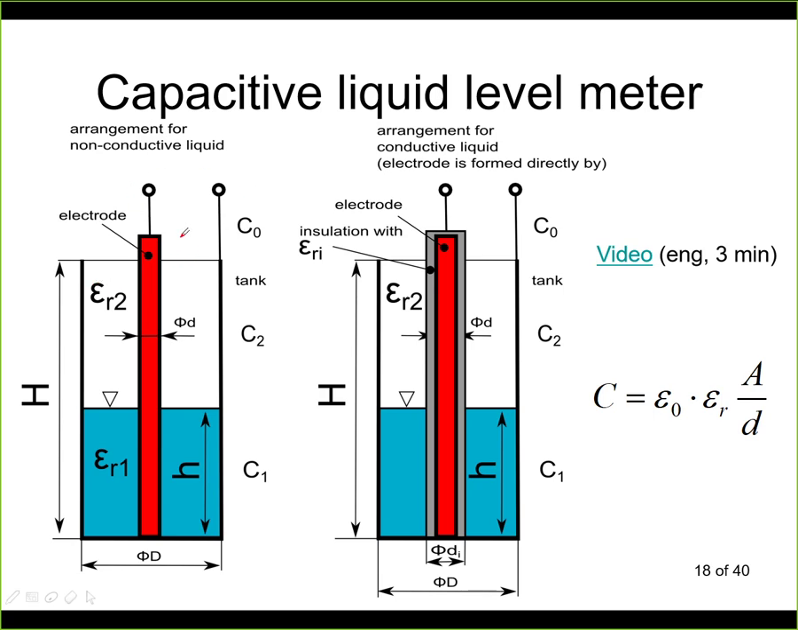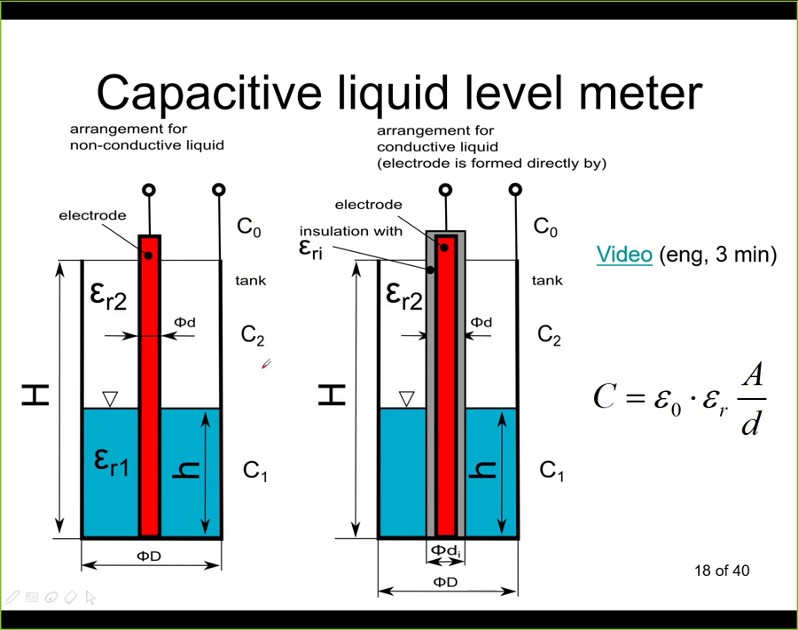And then we have the third capacity that I will call C0, and this is the capacity of the cables, of the connection, of the whole assembly. And this is typically a constant value. So as our liquid level is changing, if it's increasing, let's say, then we'll get a larger value of C1, we'll get a smaller value of C2, and we'll get a constant value of C0. We'll see the equation in a minute.